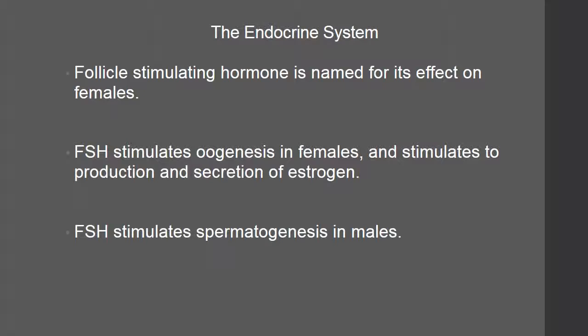Follicle stimulating hormone is named for its effect on females, and FSH stimulates oogenesis, the development of ova, in females, and stimulates the production and secretion of estrogen. So FSH is going to stimulate oogenesis. When the ova develop, they release estrogen, so you're going to get a lot of estrogen at that point. FSH stimulates spermatogenesis in males, so FSH, regardless of species or sex, is going to be a reproductive cell stimulator.